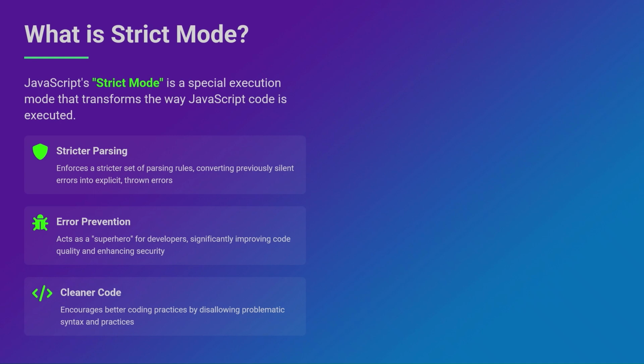Okay, imagine this. You mistype a variable name. Instead of JavaScript yelling at you, it quietly creates a new global variable, and your code breaks later in a completely different place. Strict mode says, "No, I am not letting that happen." It stops silent errors, it forces you to write cleaner code, and it makes debugging way easier.